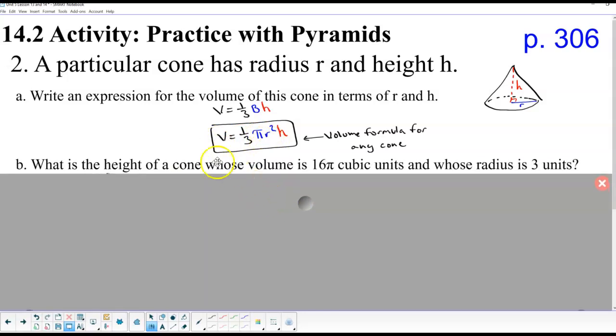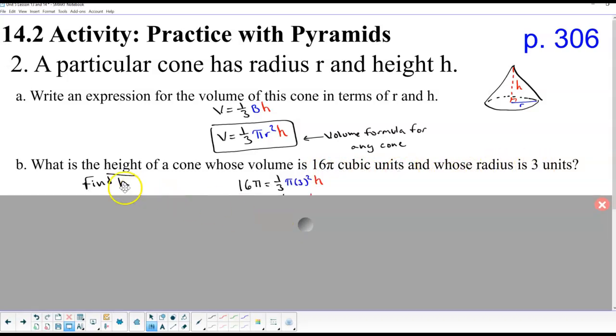Well, let's use that formula now and work backwards. What is the height of a cone whose volume is 16 pi units cubed and whose radius is 3? So we want to find h. We've got to find the height. I know the volume, 16 pi. I know the radius. The only thing I don't know is h, so when you plug everything in, it now becomes an algebra problem. Your job is to work backwards to solve for h.